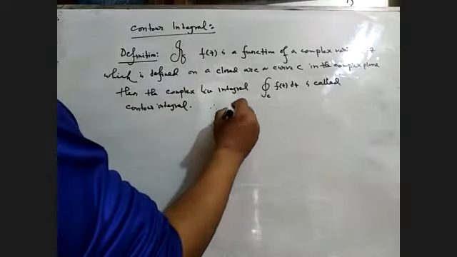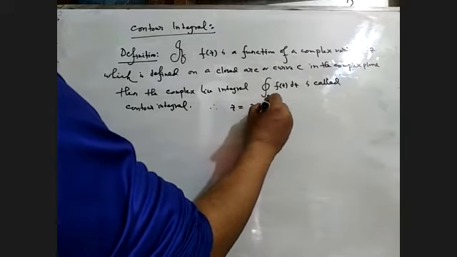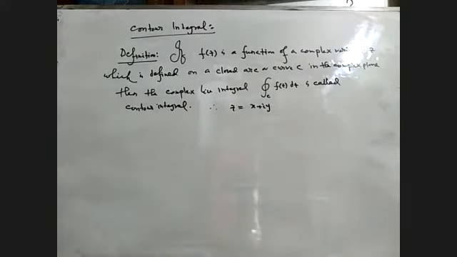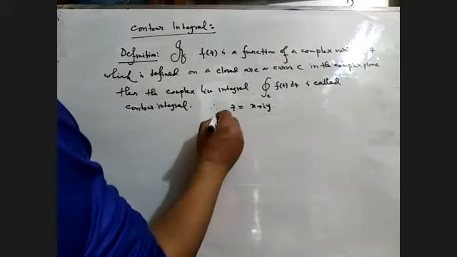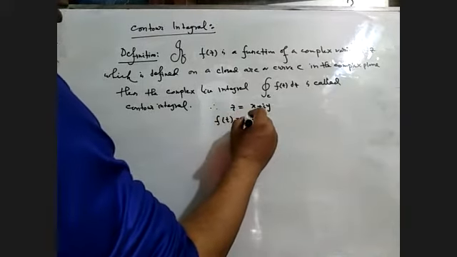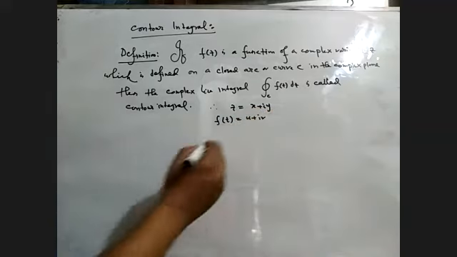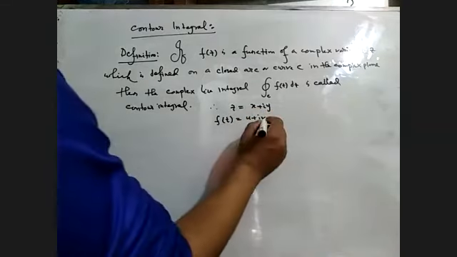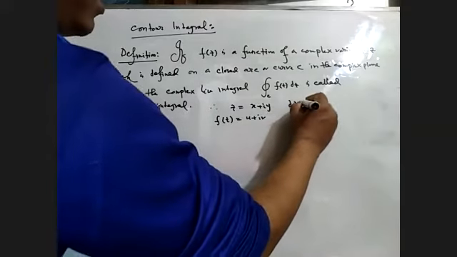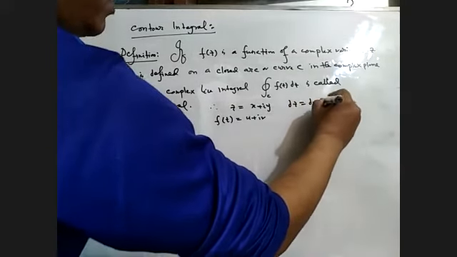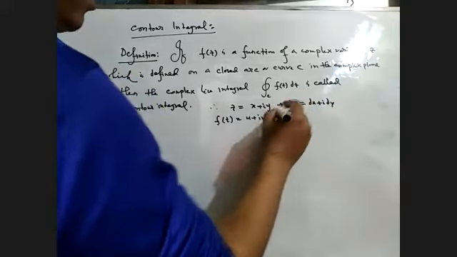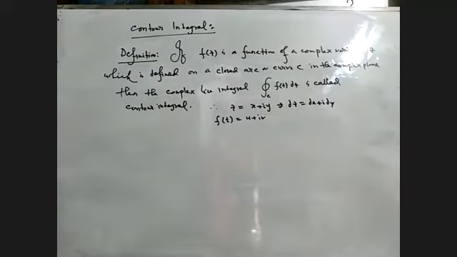Here, if z equals x plus iy and f of z equals u plus iv, where u and v are functions of x and y, then dz can be written as dx plus i dy.